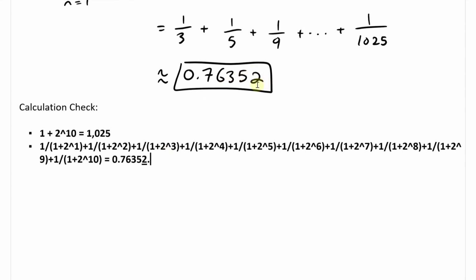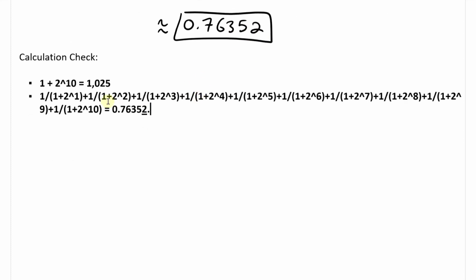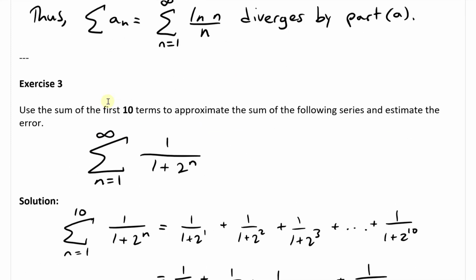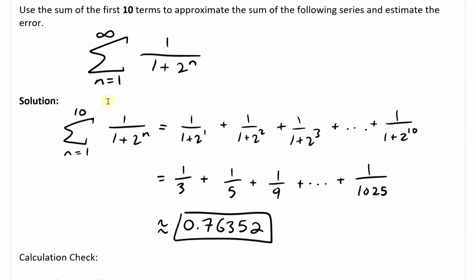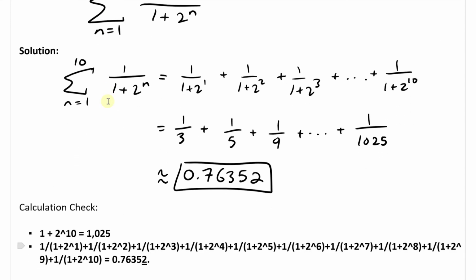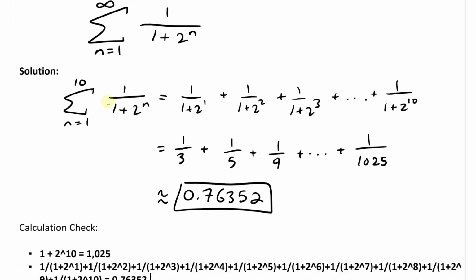So this one gets an extra decimal place like that. So yes, fascinating stuff. Now going further, we have 1 over 1 plus 2 to the n. So with the comparison test, compare that with 1 over 2 to the n.